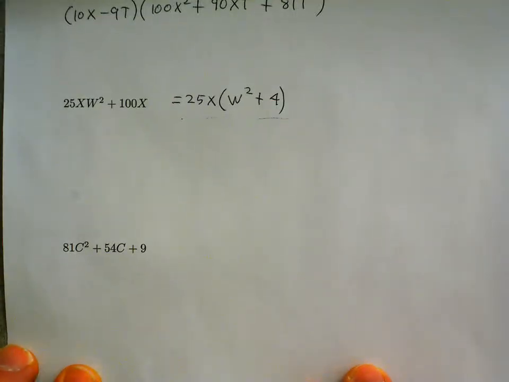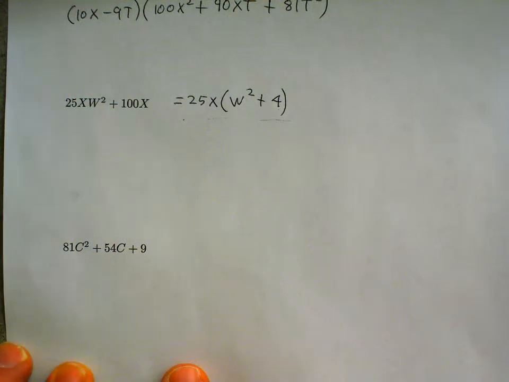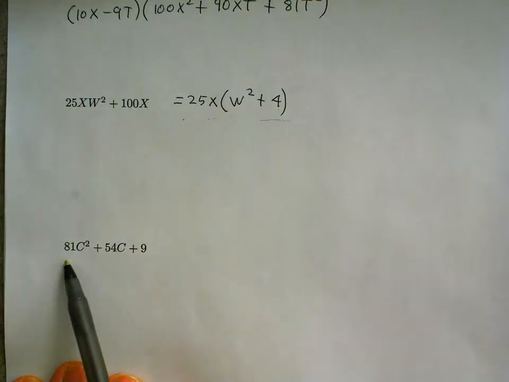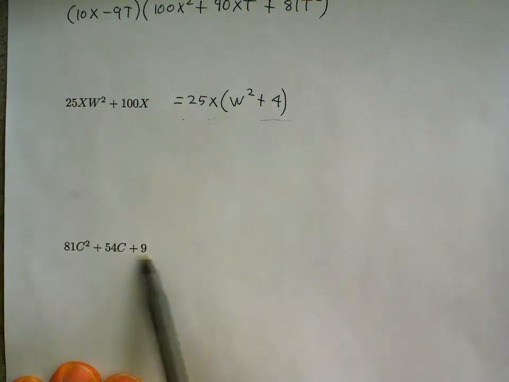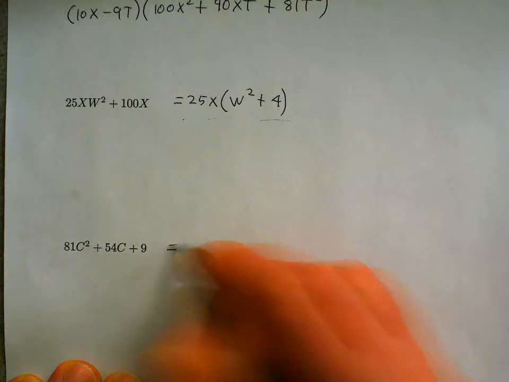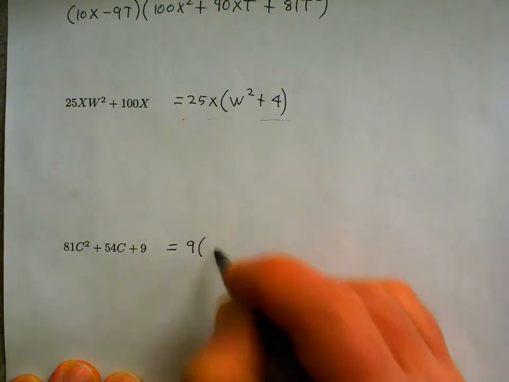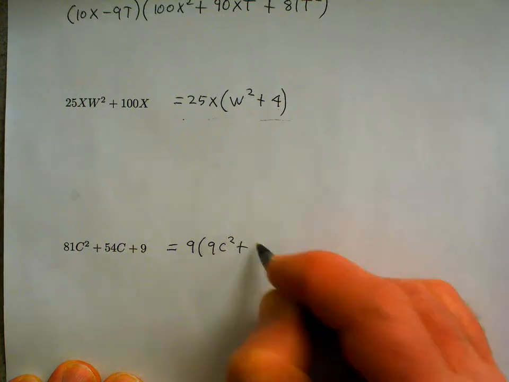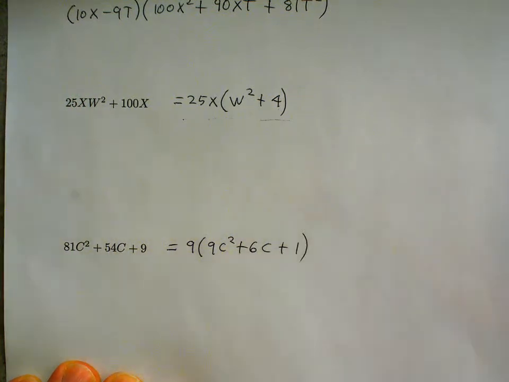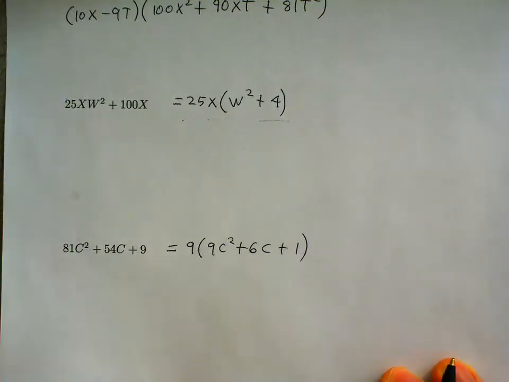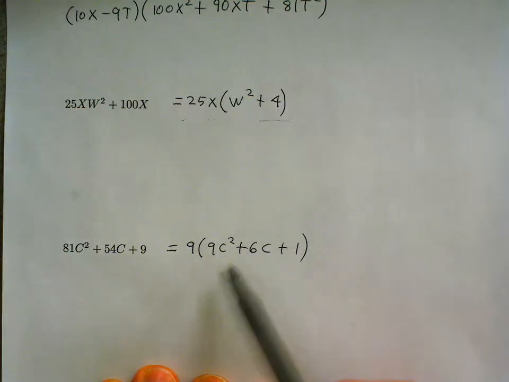The next one, 81c to the second plus 54c plus 9. The greatest common factor of all three terms is 9. So we have 9 times 9c to the second plus 6c plus 1. We saw this one yesterday, but we didn't have time to finish it. Can we factor 9c to the second plus 6c plus 1?